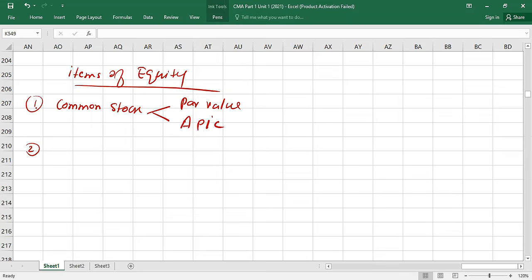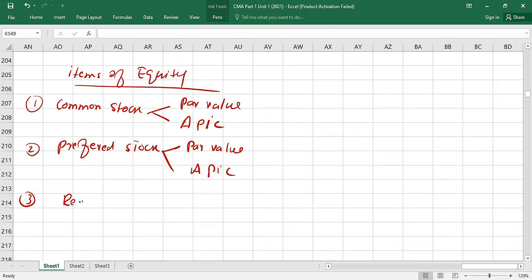We will study this in accounting for stock. The second item could be preferred stock. Again, we have two accounts for preferred stock: preferred stock at par value and preferred stock with additional paid-in capital. The third item you might have is retained earnings.